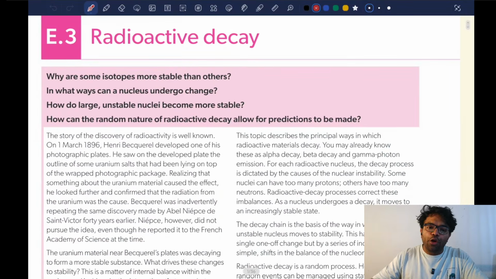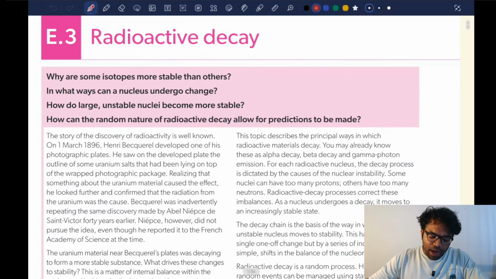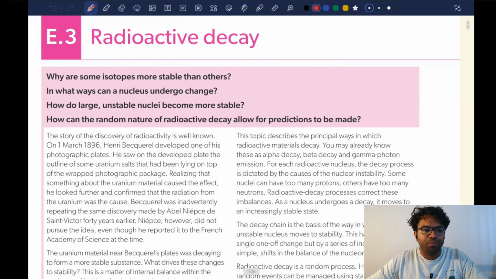Radioactive decay, E3. Are some isotopes more stable than the others? What is the reason for the stability of some isotopes whereas other isotopes are not stable? Simple example: hydrogen has three isotopes: protium, deuterium, and tritium. Protium and deuterium are stable in nature, whereas tritium is a radioactive element.